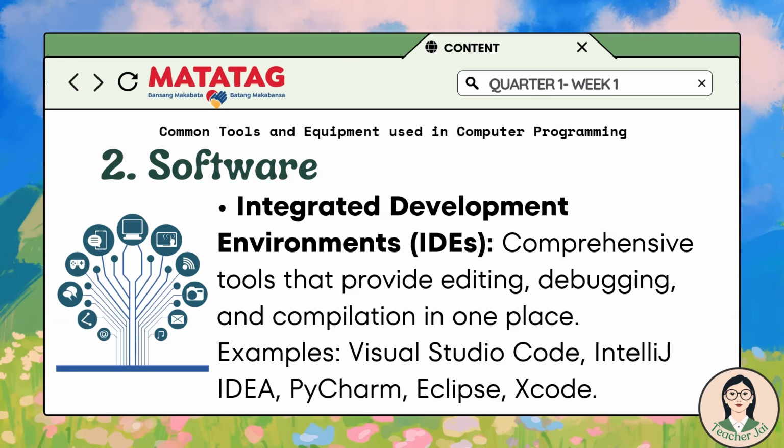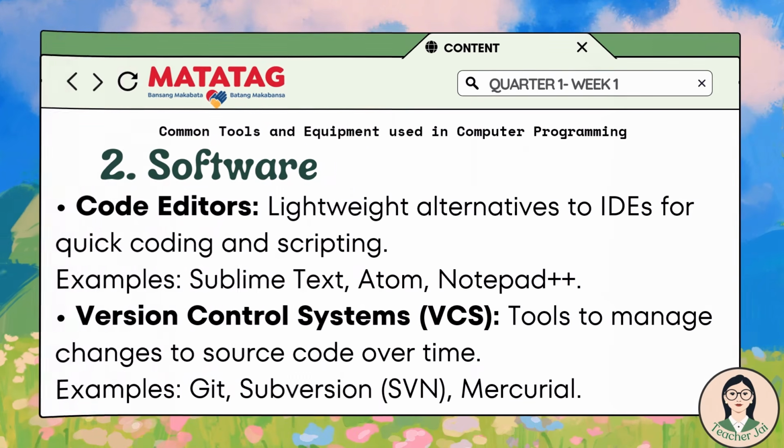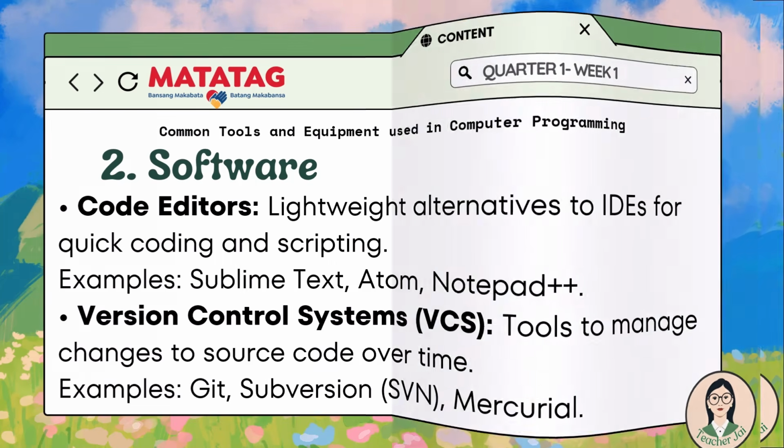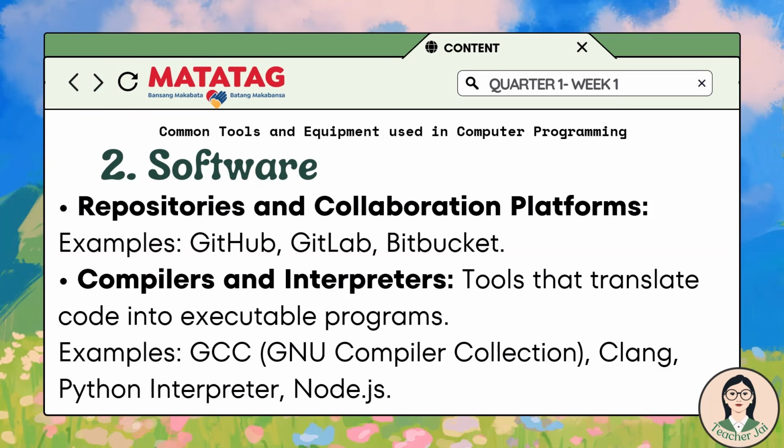Examples: Visual Studio Code, IntelliJ IDEA, PyCharm, Eclipse, Xcode. Code editors, lightweight alternatives to IDEs for quick coding and scripting. Examples: Sublime Text, Atom, Notepad++. Version control systems, VCS, tools to manage changes to source code over time. Examples: Git, Subversion (SVN), Mercurial. Repositories and collaboration platforms, examples: GitHub, GitLab, Bitbucket.